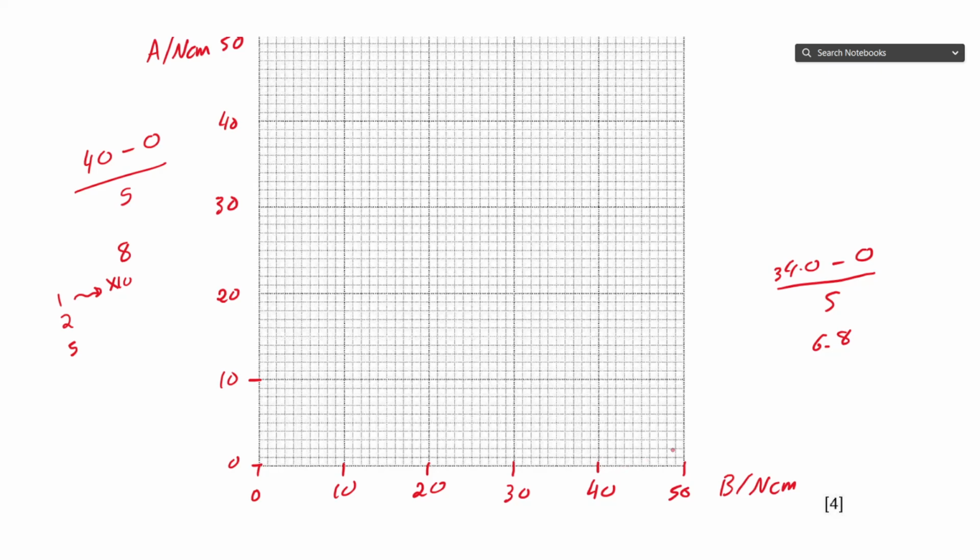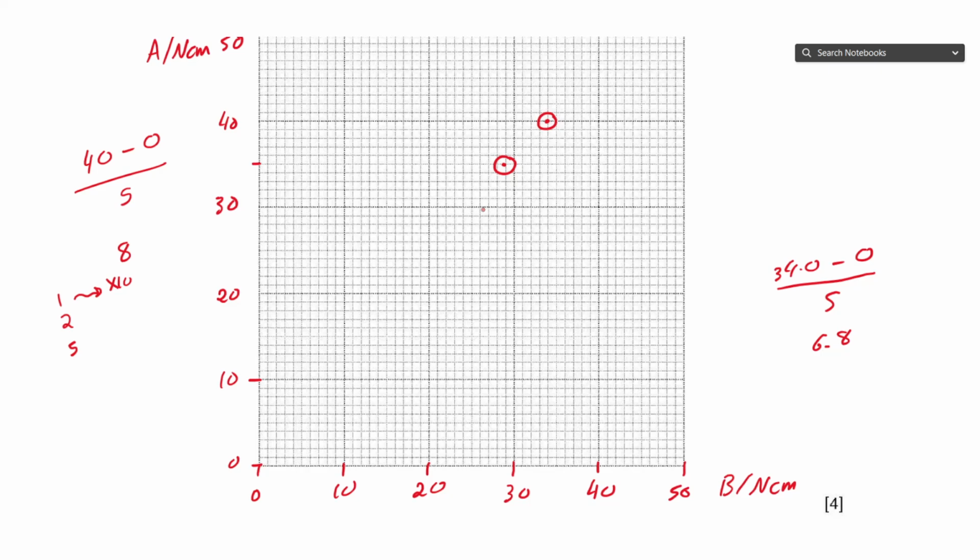Now we plot the points. First point from A is 40 and B is 34. So 40 and 30, 1, 2, 3, 4. This is the first point. Next we have 35 and 28.8. So 35 is here and 28.8 is approximately at 29. So just before 29. This is the second point.